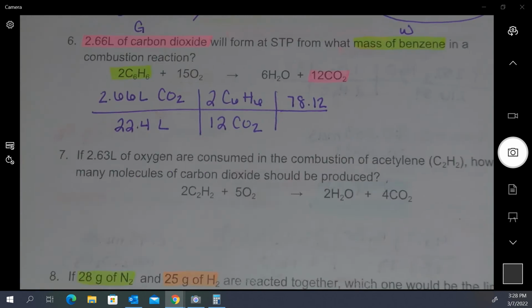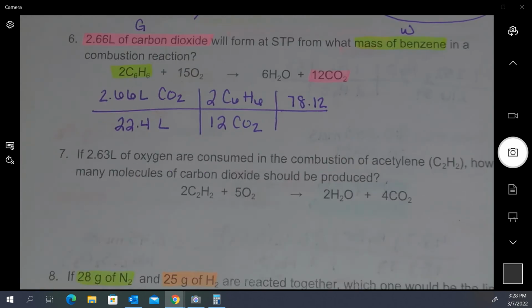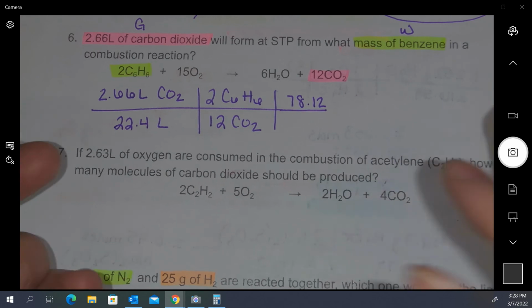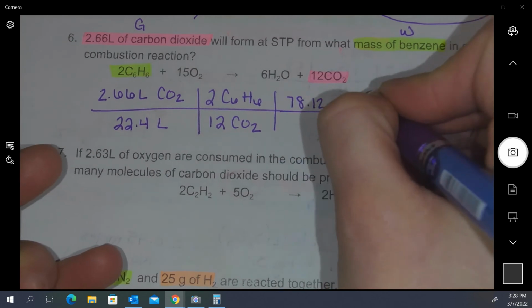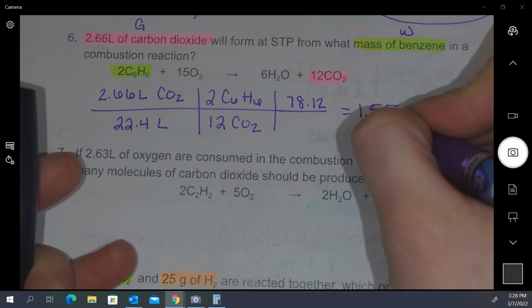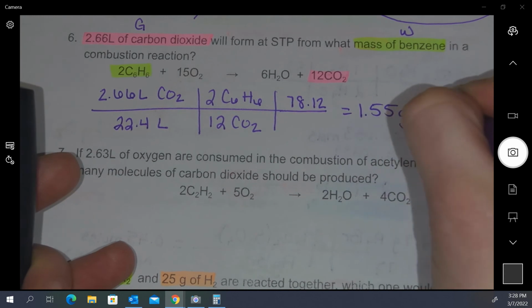Is this kind of what your guys' look like or what it was starting to look like? All right, so we're going to take 2.66 times 2 times 78.12. And we're going to divide that by 22.4 times 12. And I get 1.55. Is that what the rest of us got? And our unit is obviously going to be grams, and that's going to be grams of C6H6.